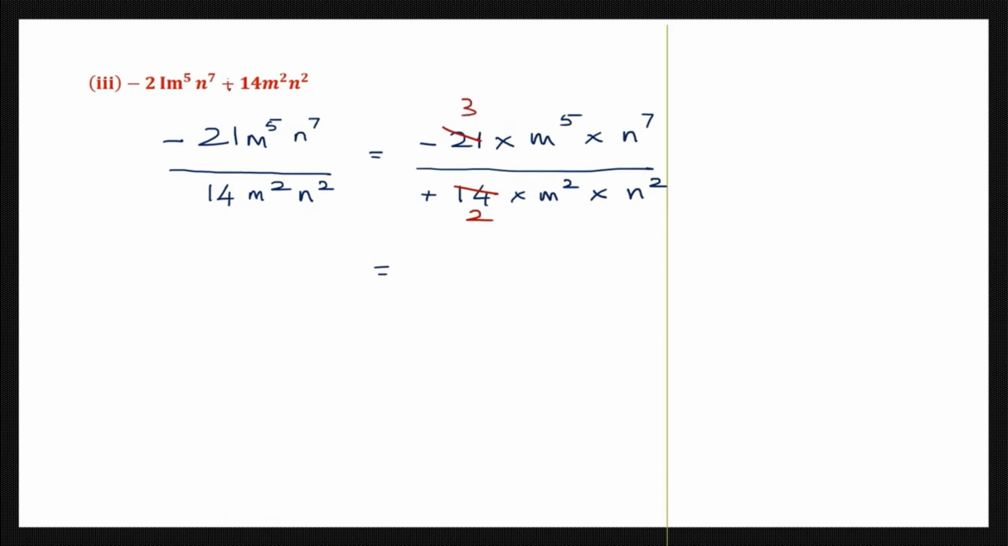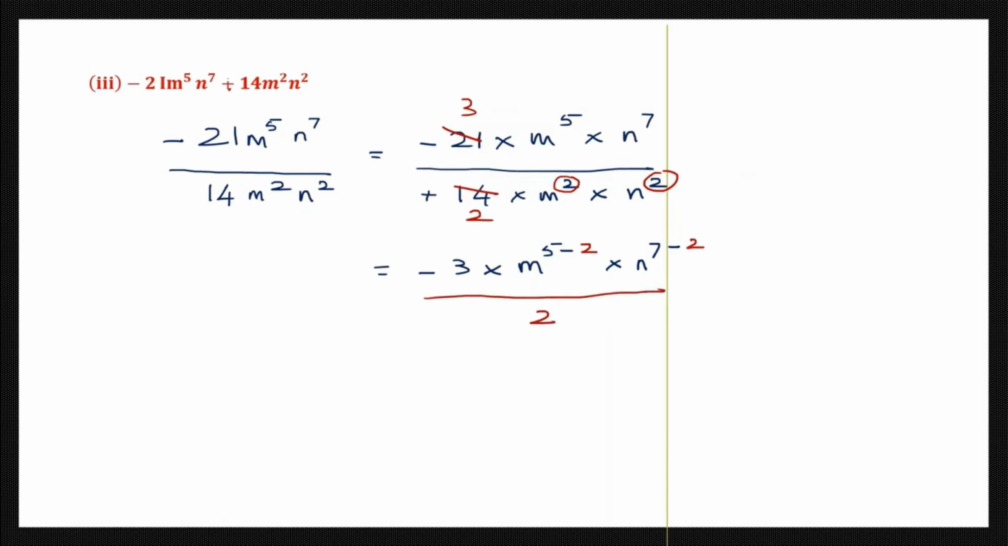So here in my numerator, I have minus 3 into m to the power of 5 minus 2. I can take this 2 minus 2. So that is minus 2 into n to the power of 7 minus, I can take this 2. So that is minus 2. So in my denominator, now I just have 2 because m to the power of 2 and n to the power of 2 have been taken to the top.